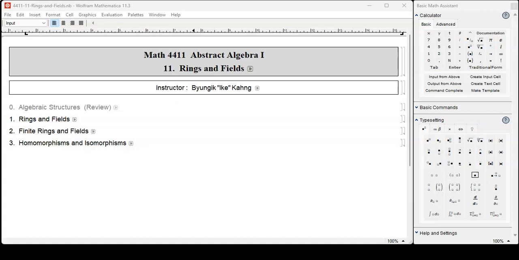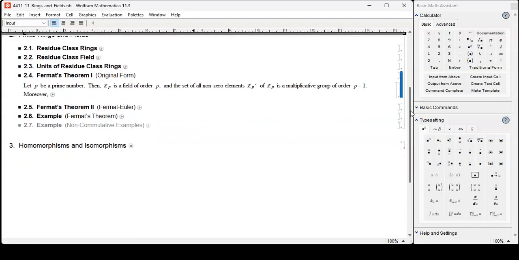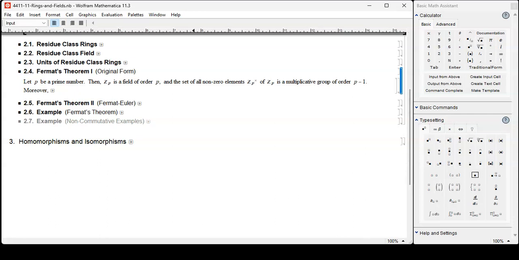Hello students, welcome back. Let's resume our discussion in section 2. This time we're going to focus upon Fermat's theorem. Here's Fermat's theorem in its original form. I mean, not the original form historically, but the original form translated in today's mathematical language.